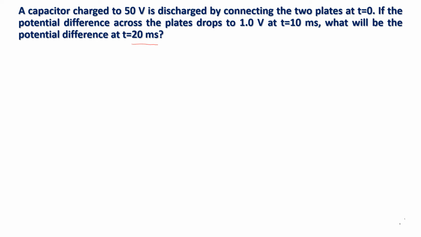This is the problem. The capacitor has 50 volt at the starting time, at t equal to 0. After 10 millisecond, the 50 volt becomes 1 volt. The question is, at 20 millisecond, what will be the potential difference? Okay, so let us discuss the solution of this problem.